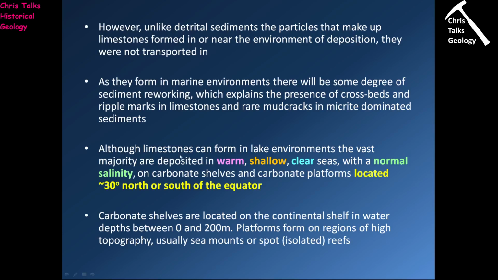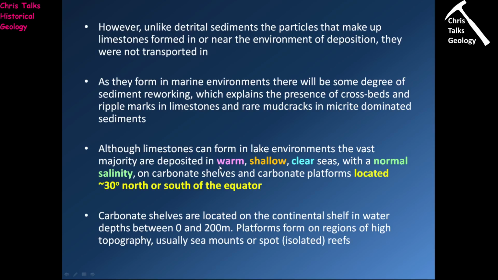Now, although limestones can form in lake environments, the vast majority will be deposited in the oceans. And of course, the conditions that really improve our chances of getting a limestone forming are: we want warm water, shallow water, so that's between 0 and 200 meters water depth. We want clear water. We want our water to have a normal salinity. And we want our body of water to typically be 30 degrees north or south of the equator. That's typically where we have nice warm water.